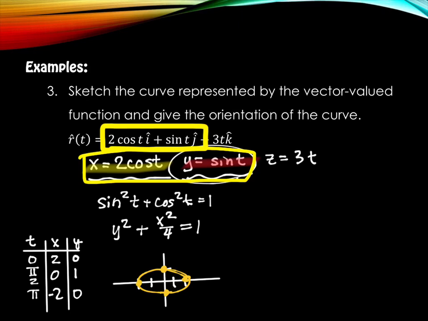The center is 0, 0, because I don't have any pluses or minuses with the y's and x's. Then the number underneath y, 1, tells me how far up and down I go. The number underneath x, square rooted, tells me how far left and right I go. So I'm going to 2. This is an ellipse, okay?